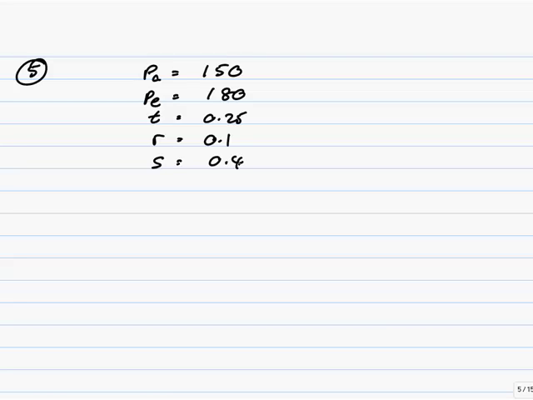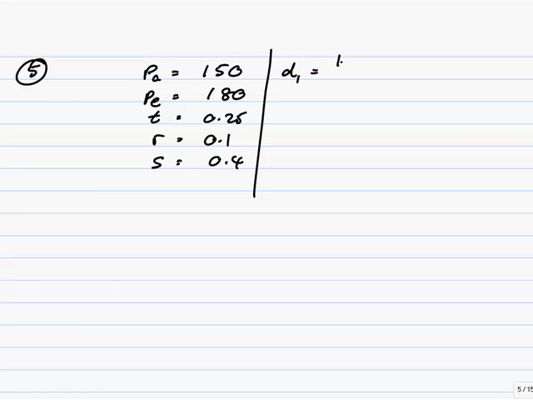What are the symbols? Well, the current share price, so PA, is $1.50. I'll work in cents again here, 150. PE, the exercise price, is 180. Time to expiry is 3 months or a quarter of a year, 0.25 of a year. The risk-free interest rate, 10% or 0.1. And the standard deviation, 40% or 0.4.